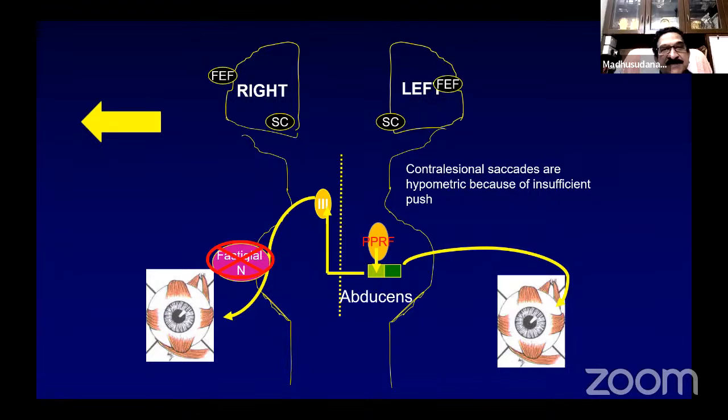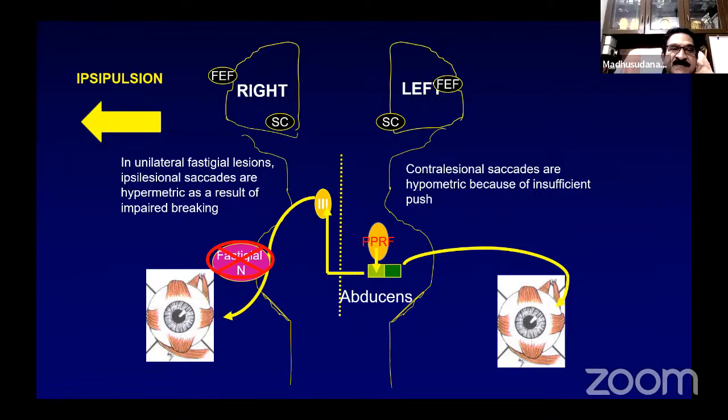So it will be activated more. A vestibular nucleus lesion on the right side produces ipsipulsion. It will drive the saccade to the same side, and decrease saccades to the opposite side. So it becomes what is called ipsipulsion. Now, in unilateral vestibular lesions, ipsilateral saccades are hypermetric as a result of impaired braking. Why impaired braking? Because it should have activated the contralateral saccade to produce a brake. That brake is not there, so it will overshoot.